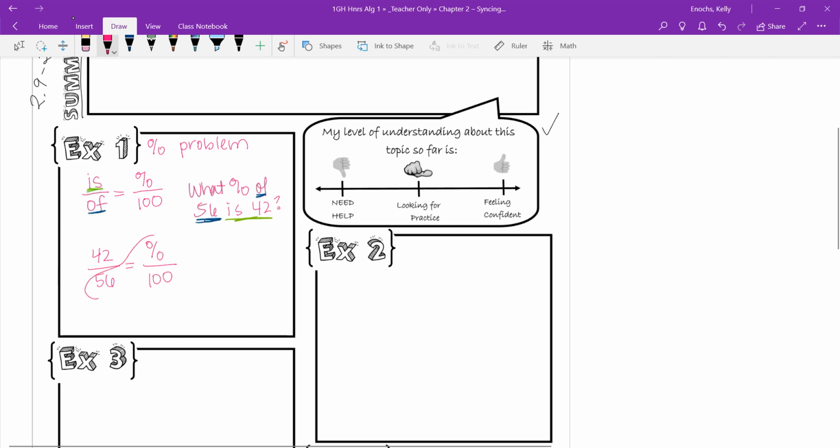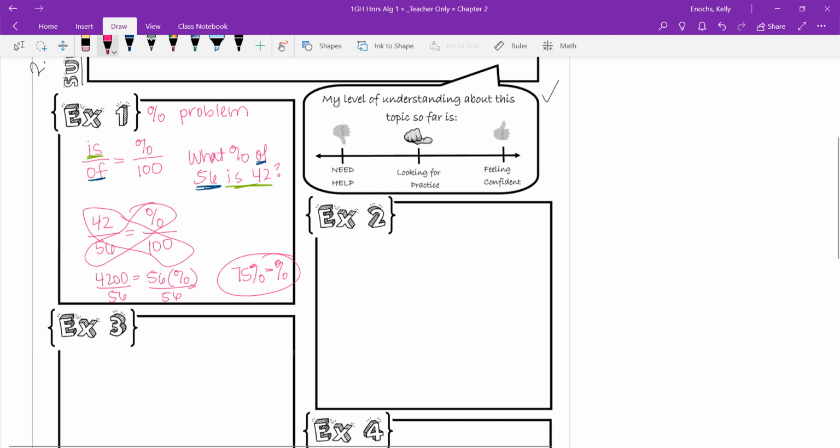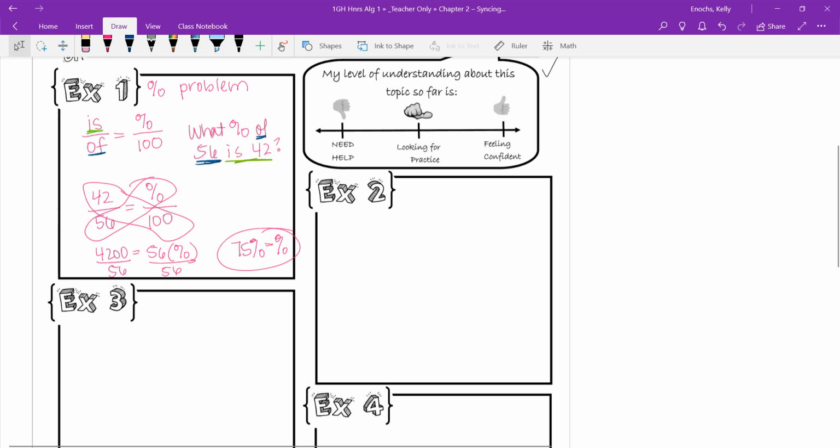Then you're going to cross multiply and solve, and you get 4,200 equals 56 times your percentage. Divide both sides by 56, and you end up with a percentage of 75 being your percentage amount. Pretty easy, right? It's just a proportion problem in disguise. Let's try another one. So again, it's a percentage problem.